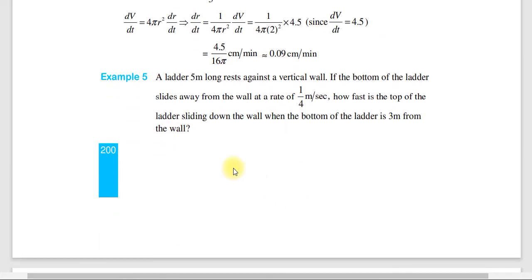Another one: a ladder 5 meter long rests against a vertical wall. If the bottom of the ladder slides away from the wall at a rate of 1 over 4 meter per second, how fast is the top of the ladder sliding down the wall when the bottom of the ladder is 3 meter from the wall?